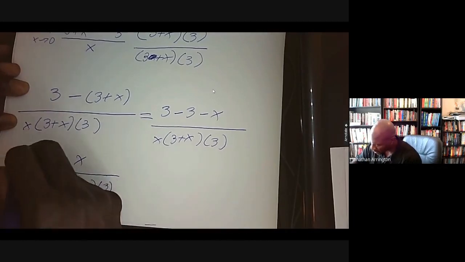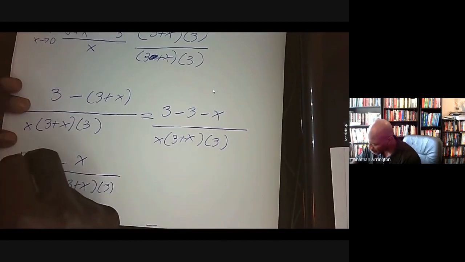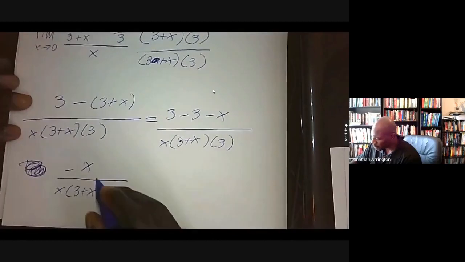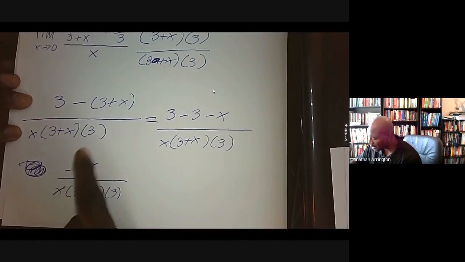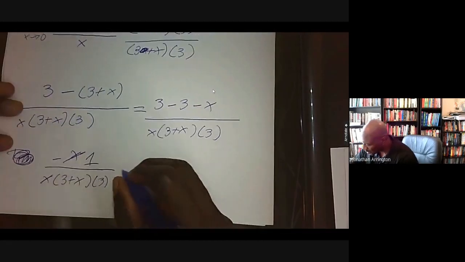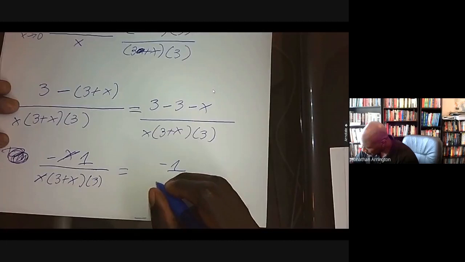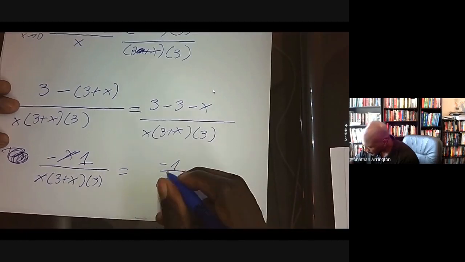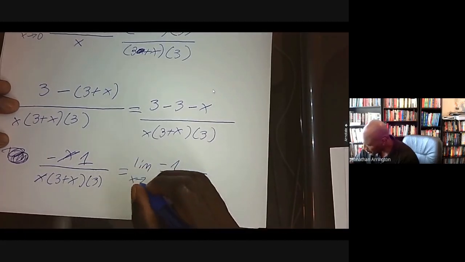And so at this point, since I haven't canceled the x yet, let me not write limit yet. I've canceled x. I'm getting a little ahead of myself. So at this point, the x can cancel. He's gone. Now remember, when he cancels and there's nothing else there, you're left with a 1. So this is negative 1 over 3 plus x times 3. And I'm going to take the limit of this guy as x goes to 0.